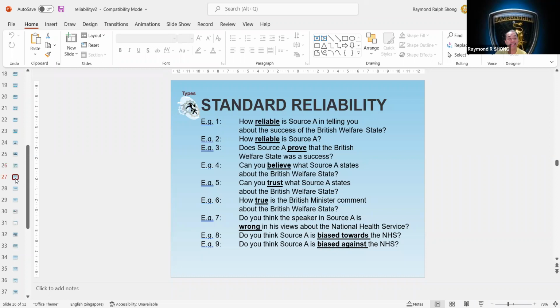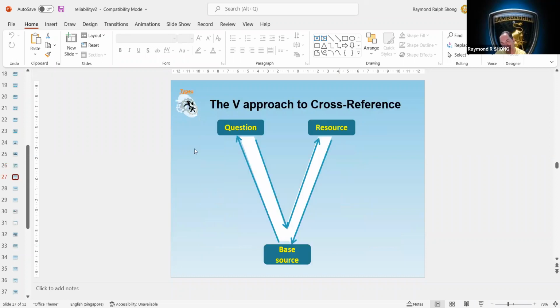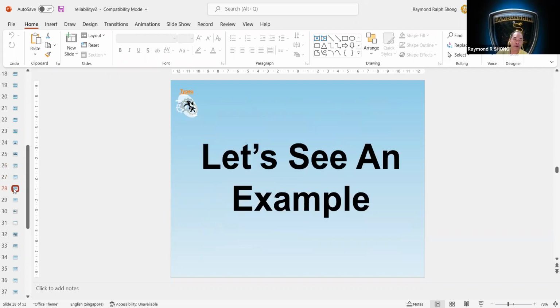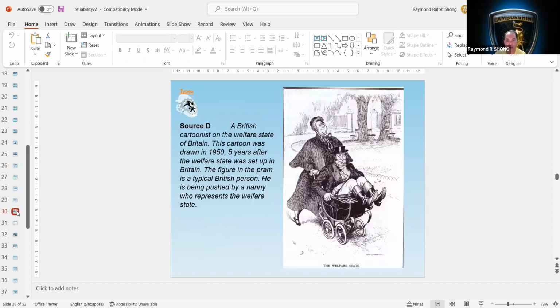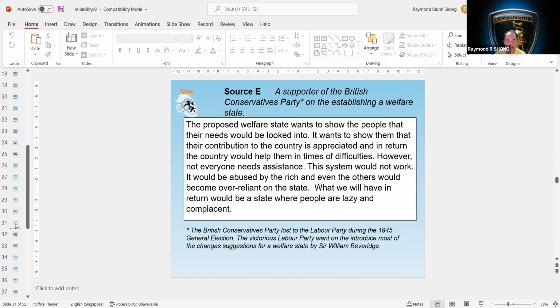Right. So next, we will have this same thing. Always must have the question, resource, and this. Please. Now you understand, Beiko, later we'll go through your paper, you understand why. How reliable is the source in view of the British welfare state? Okay, this one we've done already. No, we haven't done. Okay, this is just an example.